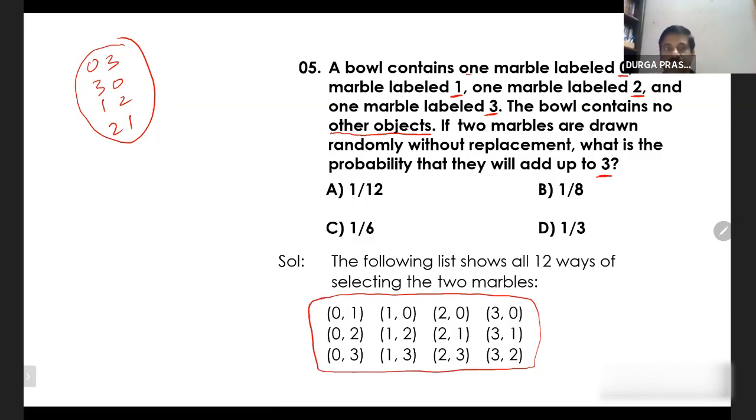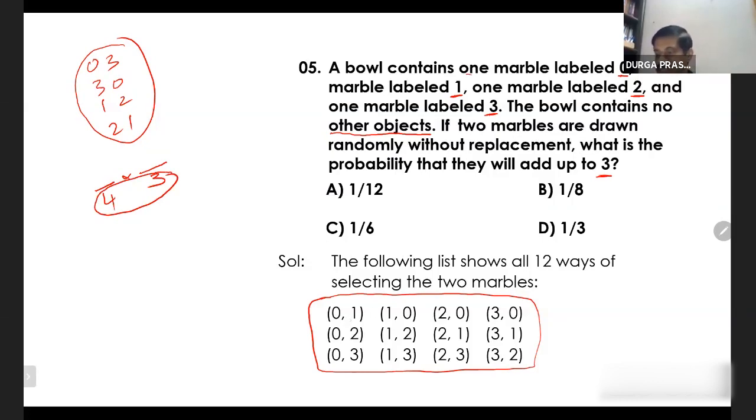Okay. Total possibilities that are there are 12. How is it 12? When the first marble is taken out, you'll have 4 possibilities because it could be 0 or 1 or 2 or 3. And when you take the second marble, let us say I have taken out the marble with number 1. So now the marbles left over are only 0, 2, and 3. So that means 3 possibilities. So therefore, n of S becomes 12. So that's what we are mentioning here.